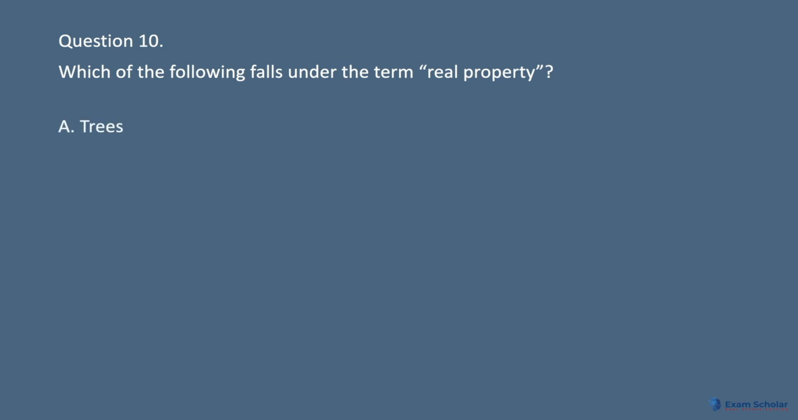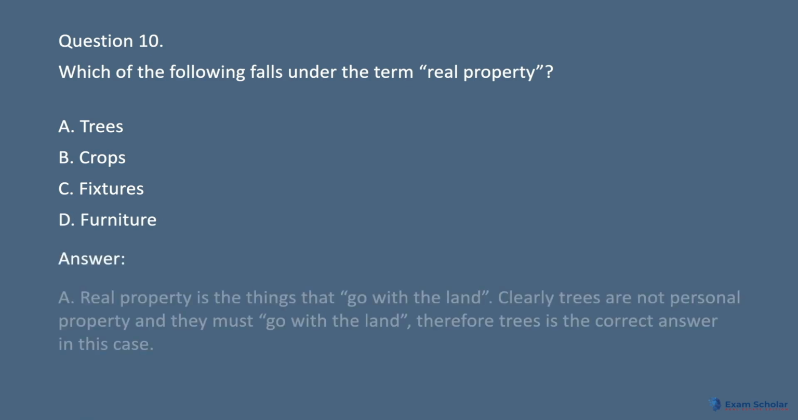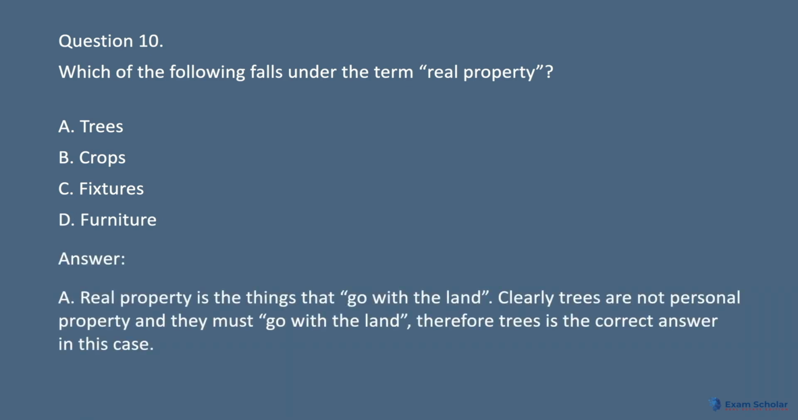Question 10. Which of the following falls under the term real property? A. Trees. B. Crops. C. Fixtures. D. Furniture. Answer: A. Real property is the things that go with the land. Clearly, trees are not personal property, and it must go with the land. Therefore, trees is the correct answer in this case.